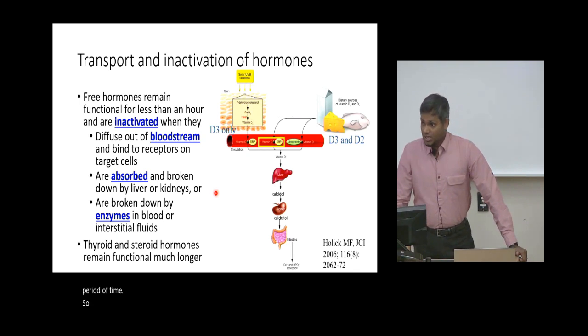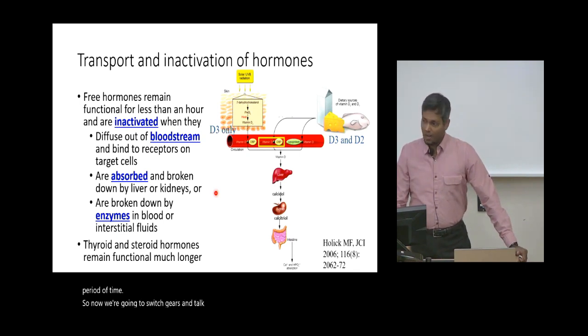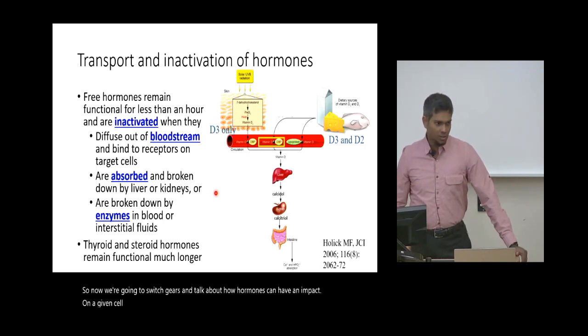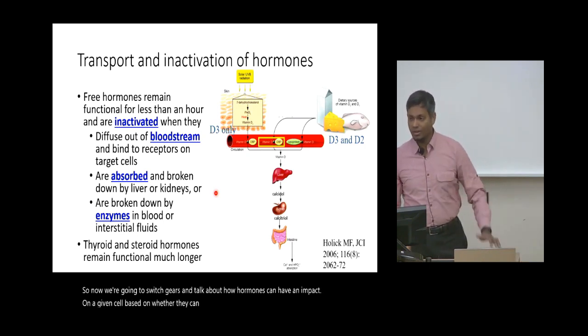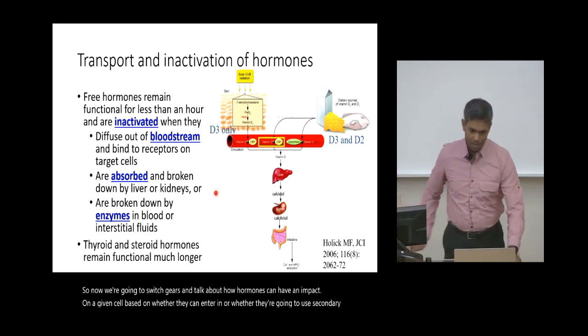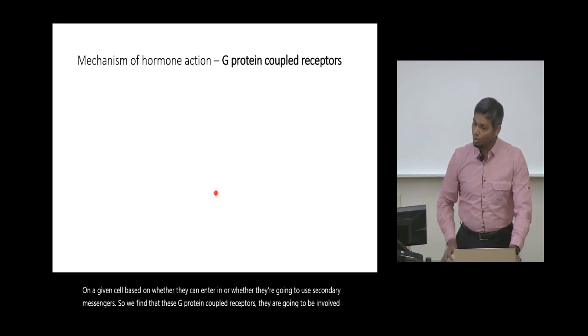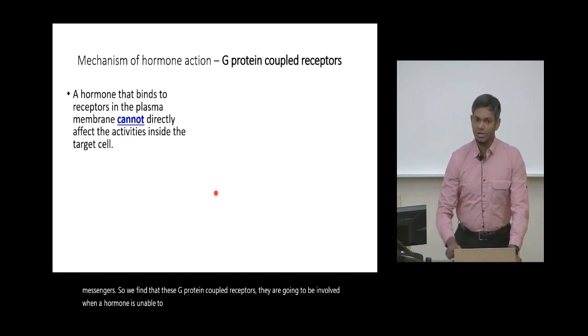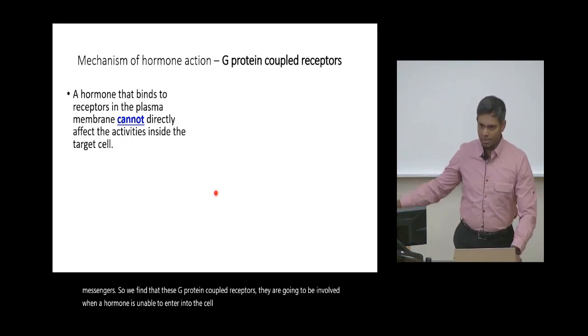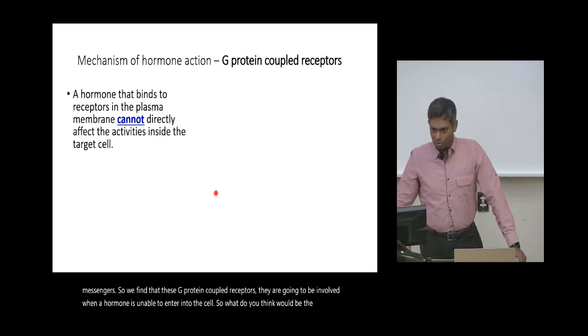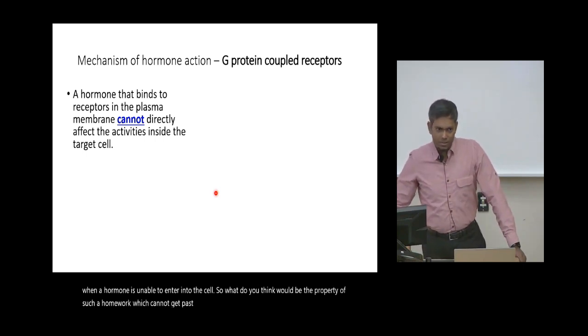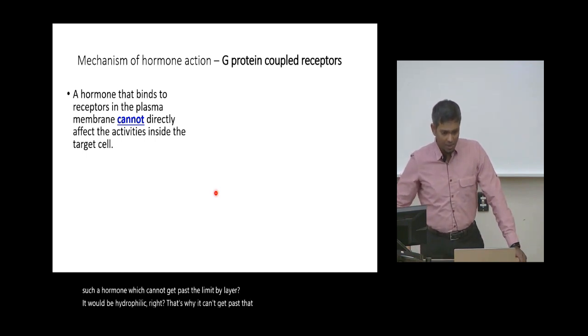So now we're going to switch gears and talk about how hormones can have an impact on a given cell based on whether they can enter in or whether they're going to use secondary messengers. So we find that G protein coupled receptors are going to be involved when a hormone is unable to enter into the cell. So what do you think would be the property of such a hormone which cannot get past the lipid bilayer? It would be hydrophilic, right? That's why it can't get past the lipid bilayer.